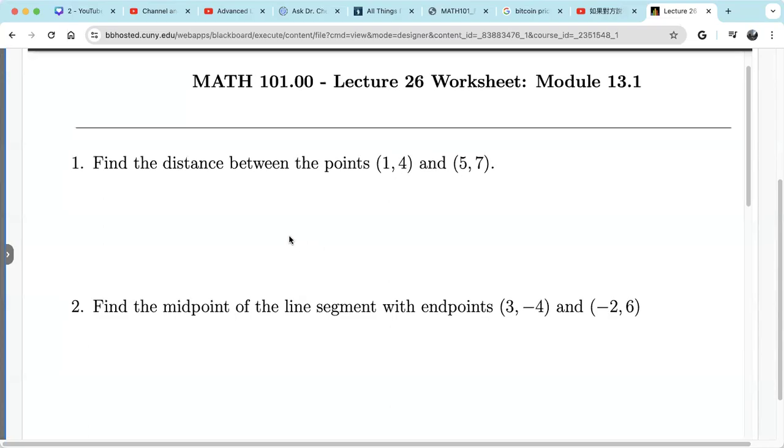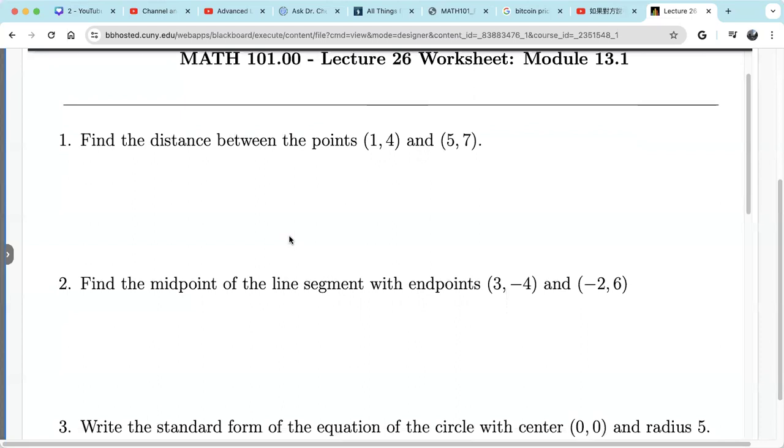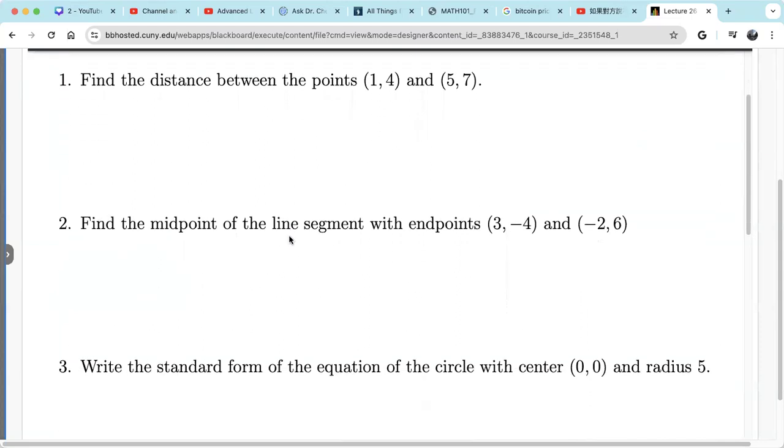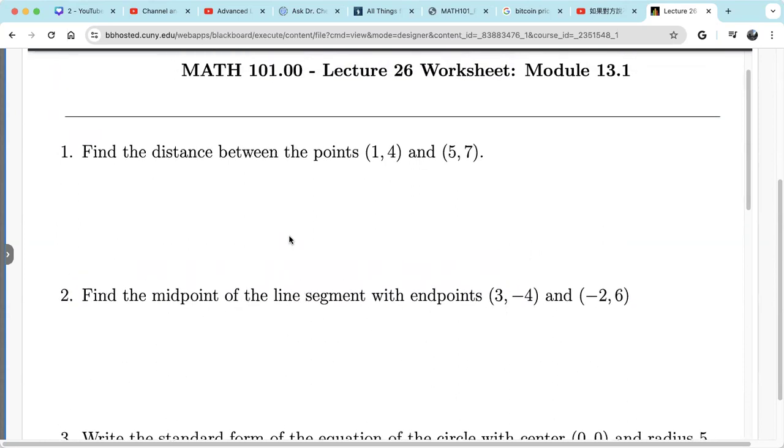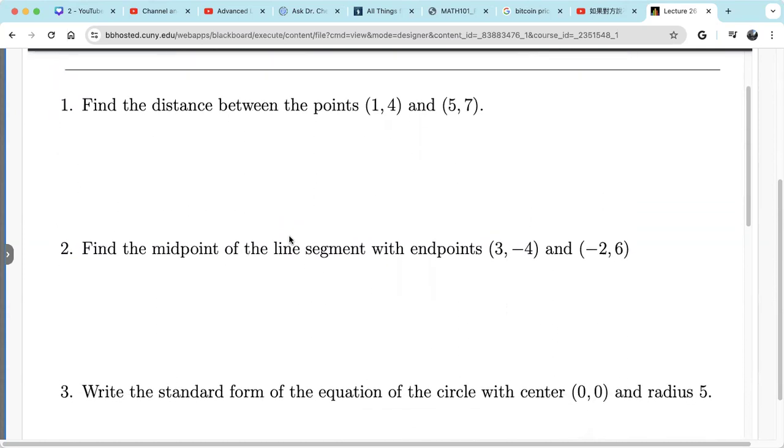Lecture 26, which is the last lecture of this semester. So we're going to learn 3 formulas: the distance formula, the middle point formula, and the circle equation.